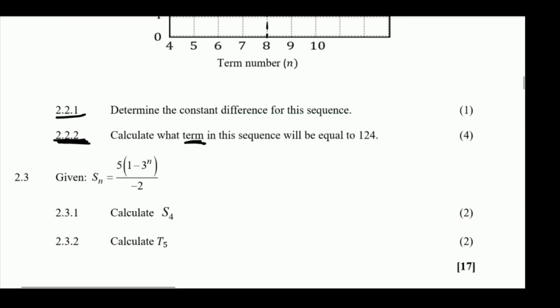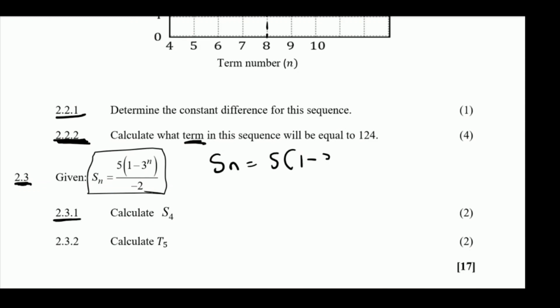In 2.3, we are given this sum here, right? And in 2.3.1, we are asked to find the sum of 4 terms, S4. So we're going to simply substitute that, because we are given Sn being equal to 5 times (1 minus 3 to the power of n) divided by minus 2.